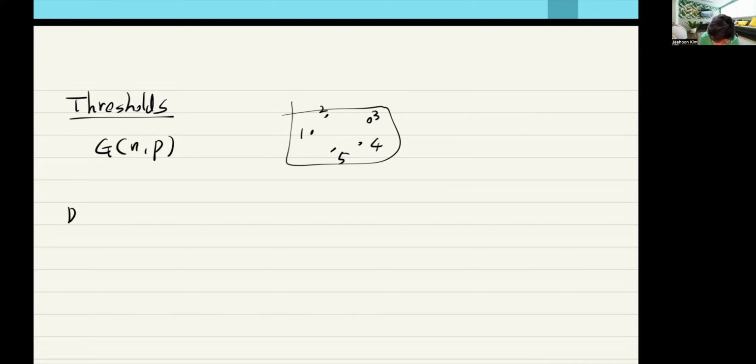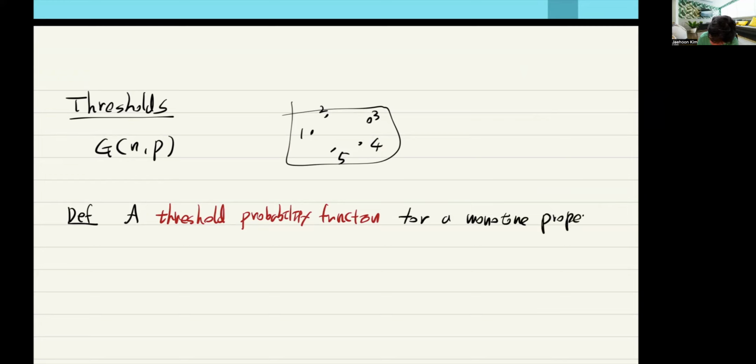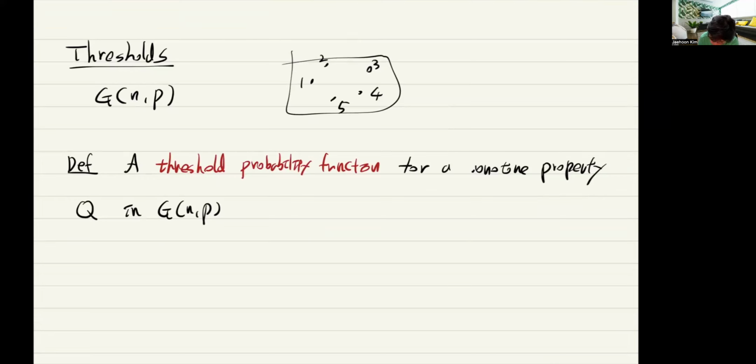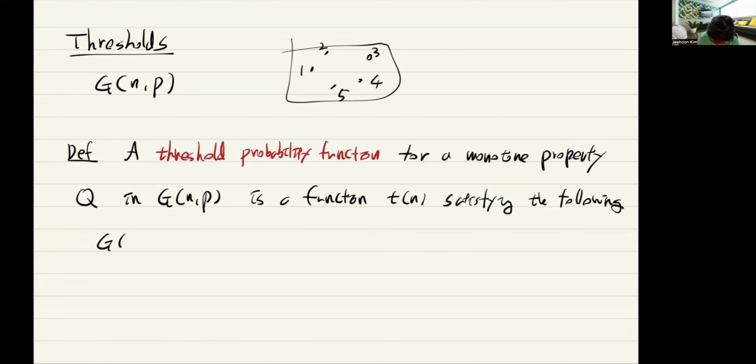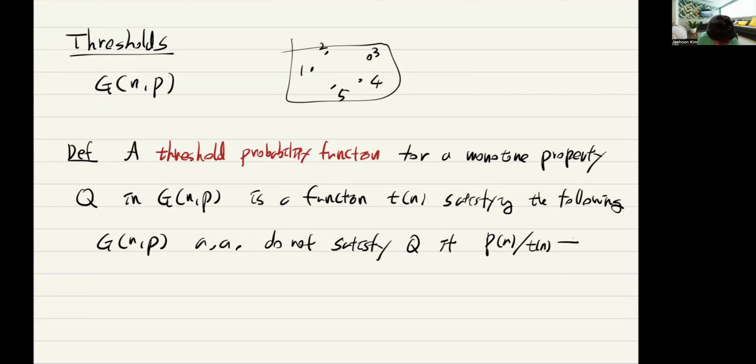And in undergraduate graph theory, we define something called a threshold. A threshold for a monotone property P in G(n,p), let's say monotone, is a function T(n) such that G(n,p) almost always does not satisfy P if p(n) divided by T(n) goes to 0.